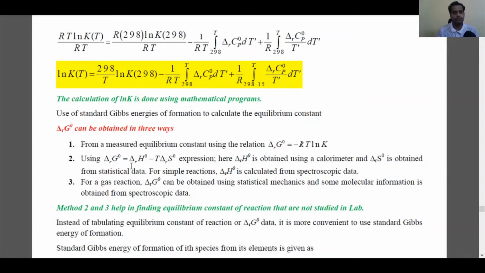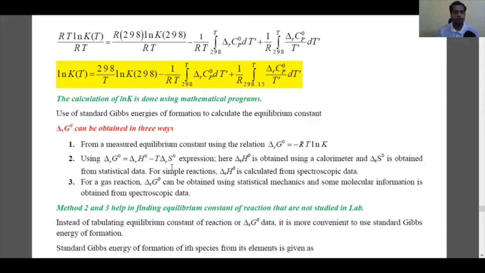But when can we use this formula? When we know the enthalpy data and entropy data. The enthalpy data is calculated either using a calorimeter or from spectroscopic experiments. Again, I am repeating, the enthalpy data can be obtained using a calorimeter, or for some simple reactions it can be obtained using spectroscopic data also, like fluorescence spectroscopy and all.